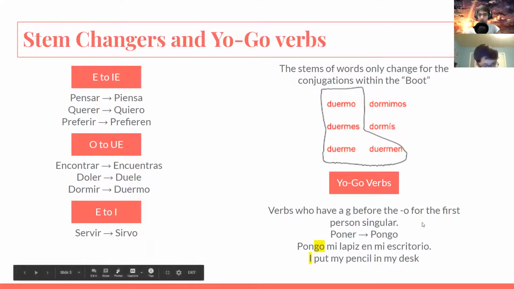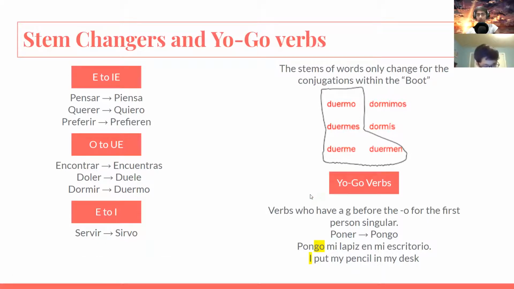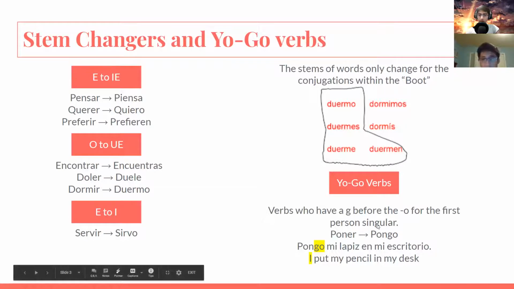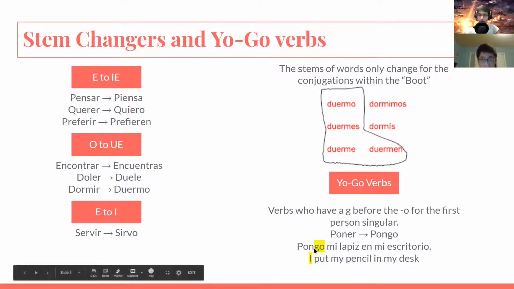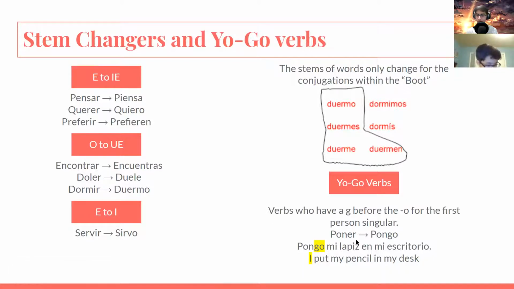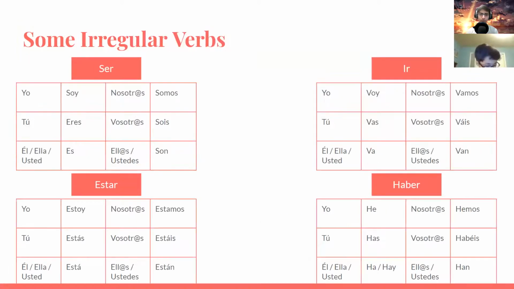Yo-go verbs are another type of verb that are interesting because when it is the first person singular, like I put, some verbs add a g to the beginning of the ending because that's just how they are. So I put becomes pongo instead of pono, which would be what it would be if it was without the g.